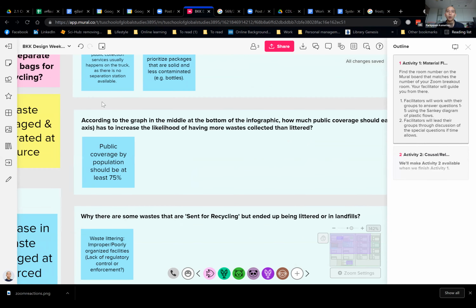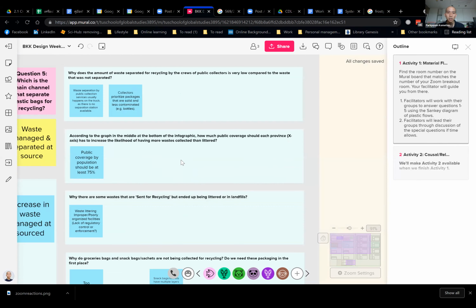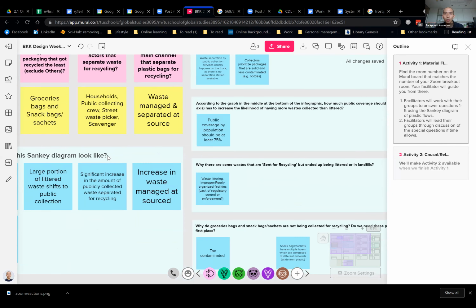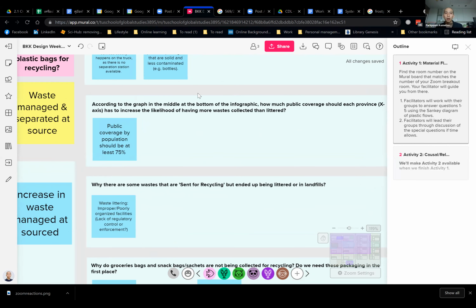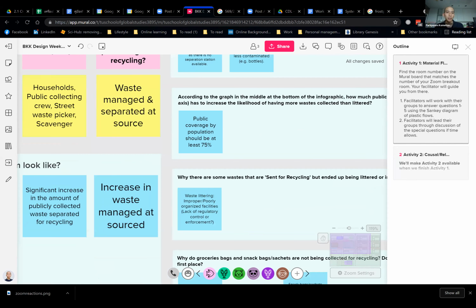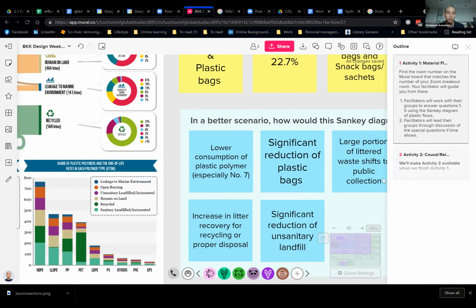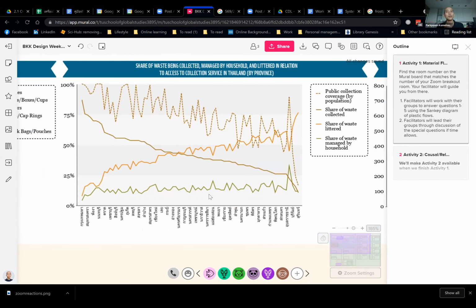And the second question is, according to the graph in the middle of the bottom of the infographic, how much public coverage each province has to increase in order to increase the likelihood of having more waste collected than littered. This one is difficult, but it's very insightful, I'm telling you. This is very difficult to understand, what I just said is gibberish, but for each province, right, this graph is quite difficult, but it shows you something very interesting.